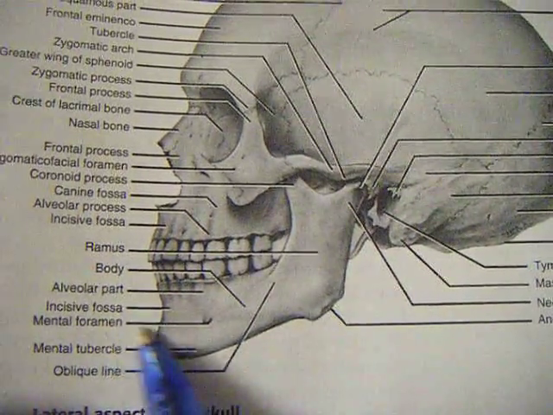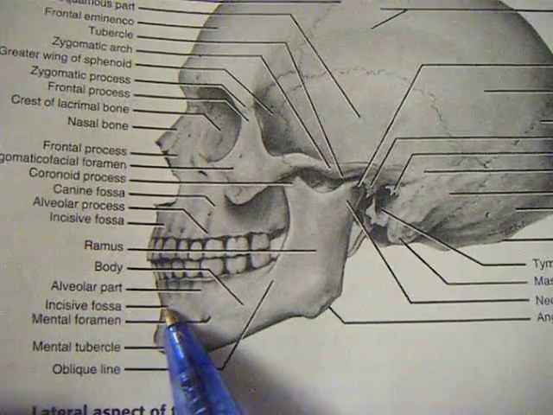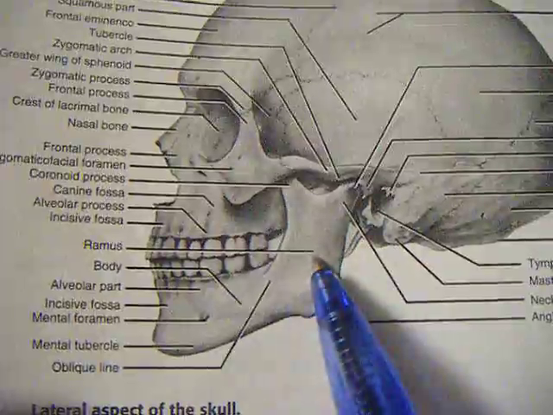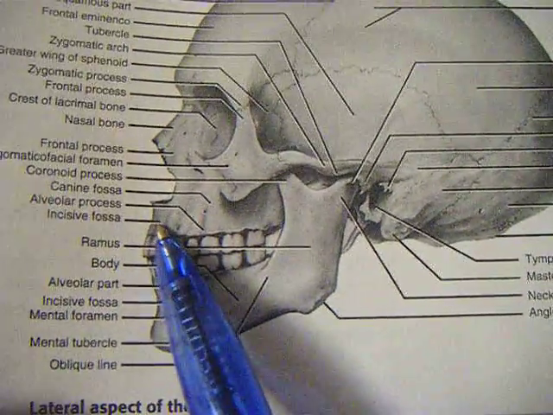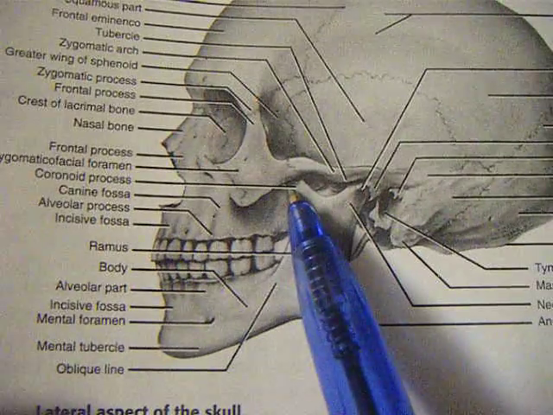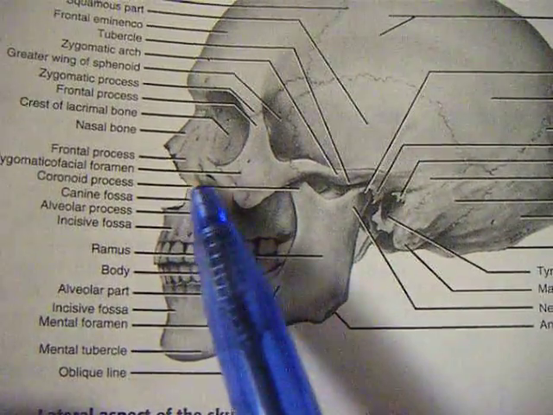Mental tubercle. This is the mental foramen. Incisive fossa, alveolar part, body of the mandible, ramus of the mandible, alveolar process, canine fossa. This is the coronoid process.